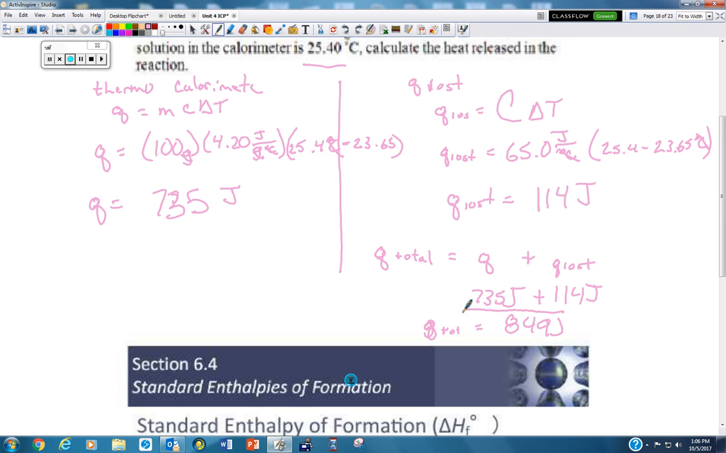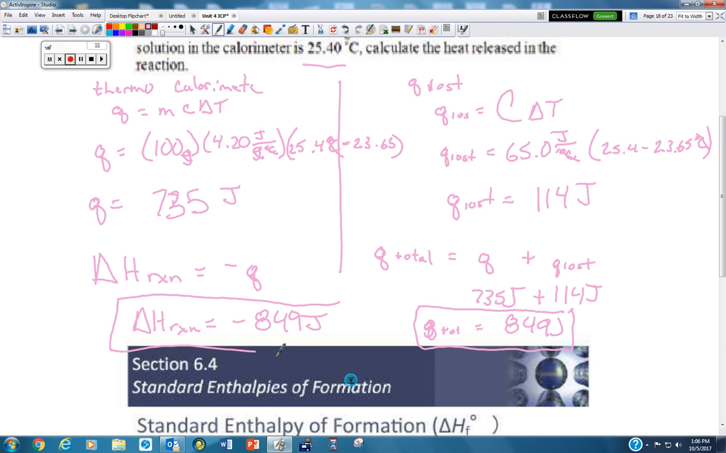Now, is this our final answer? No, because we need to make that statement. Heat of reaction equals negative Q. So delta H reaction equals negative 849 joules. And that is your final answer.